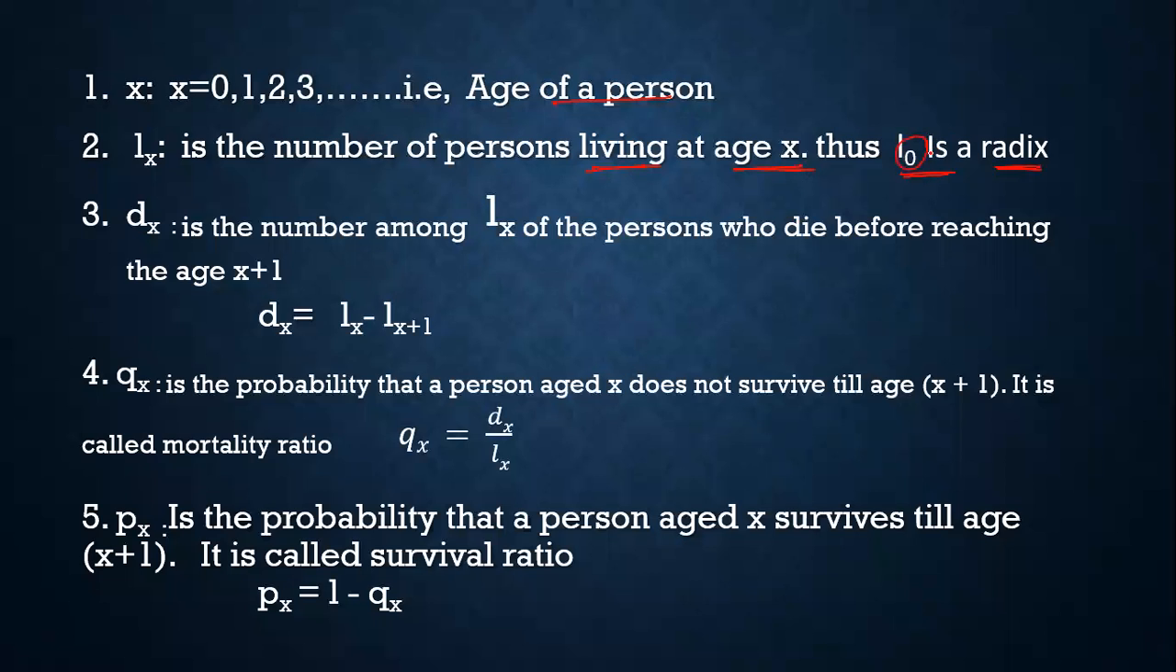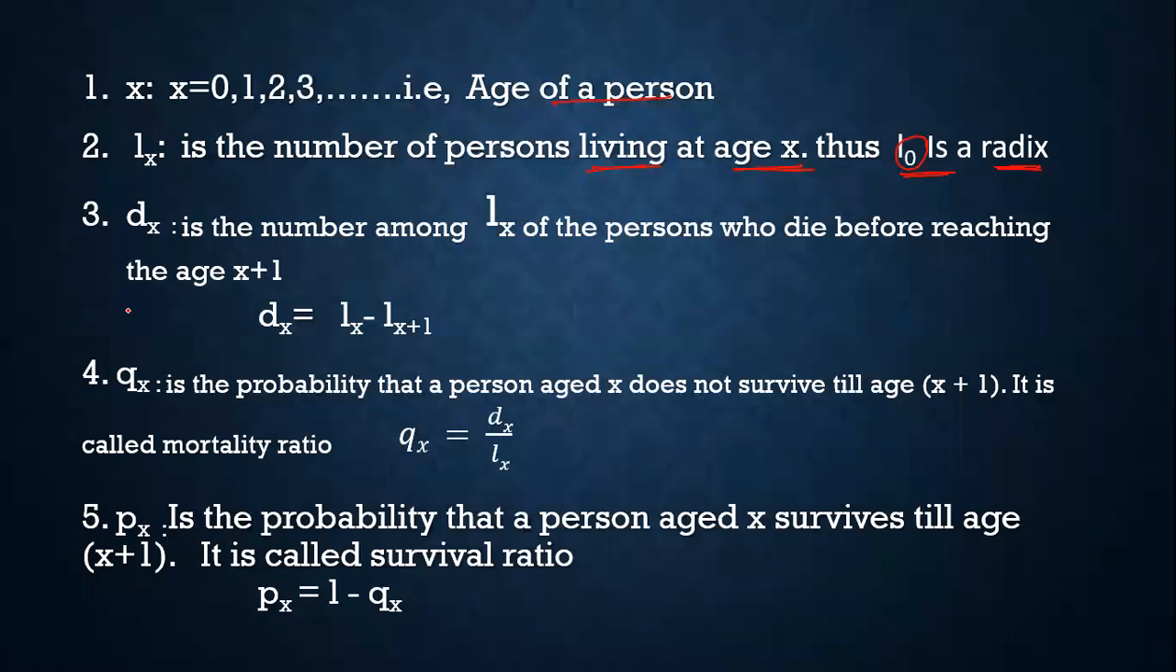Okay, in the 0th year, those who survive will indicate the number of a particular group. So when we consider a particular group, it is L0, the 0th year, that we consider. Now LX is nothing but the number of persons living at that particular age, that is age X.